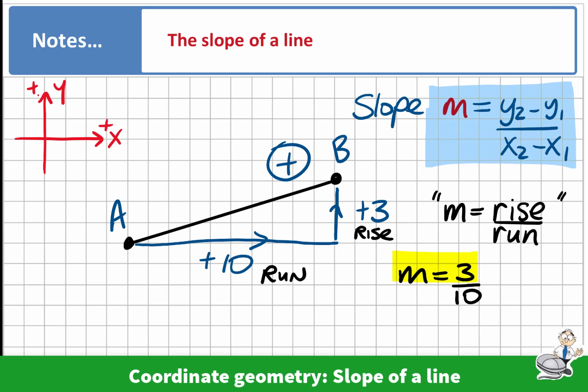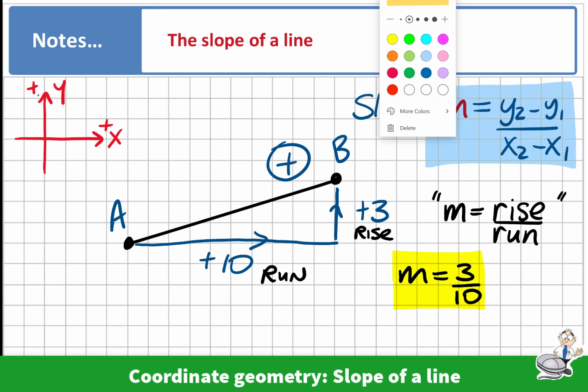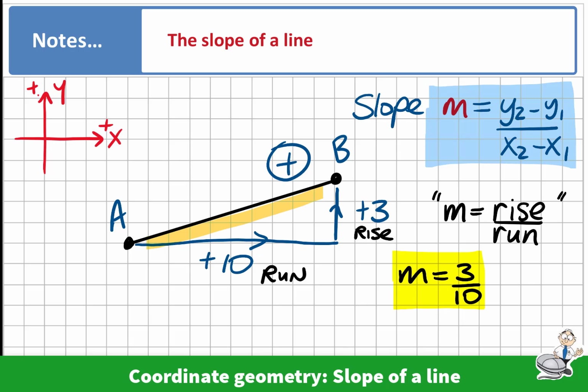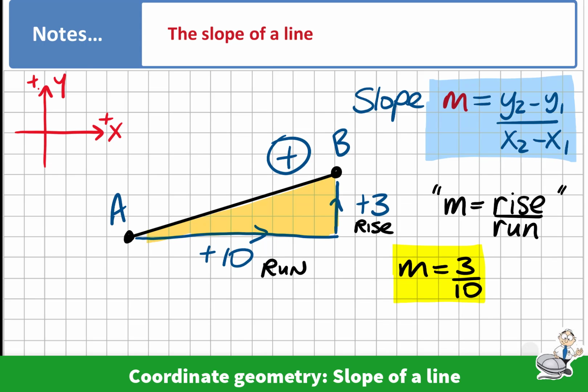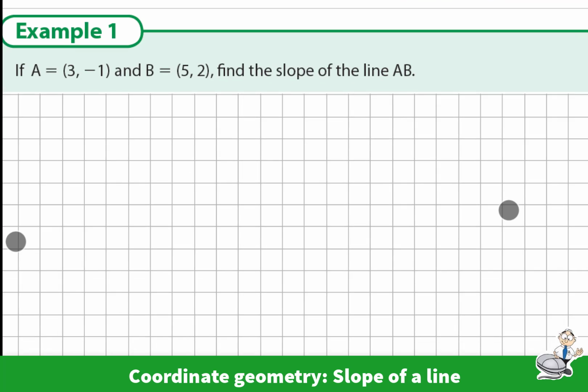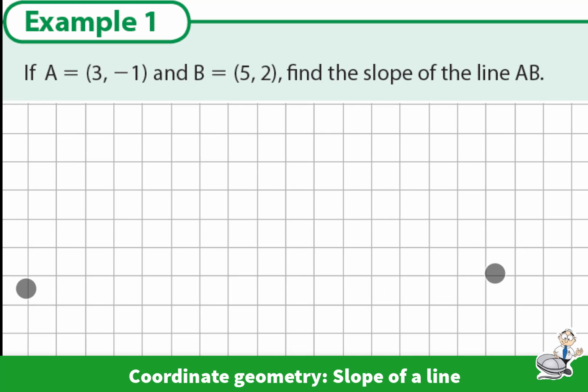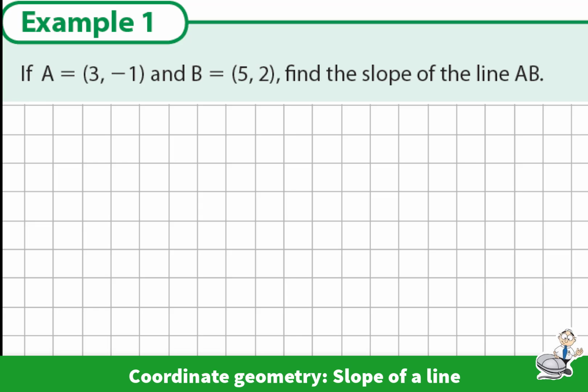Okay, so that's what I'd like you to know about slope. There is an official formula, but it's really about the change in y divided by the change in x. And if you draw this triangle that looks like this, I like to refer to these as the slope triangle. So if you draw one of these slope triangles, a little bit like we did for the distance, I think it helps us work it out. So here's a question. It says A is (3, -1), B is (5, 2), and we're asked to find the slope of the line.